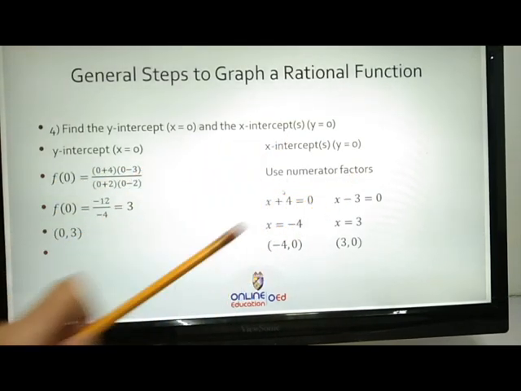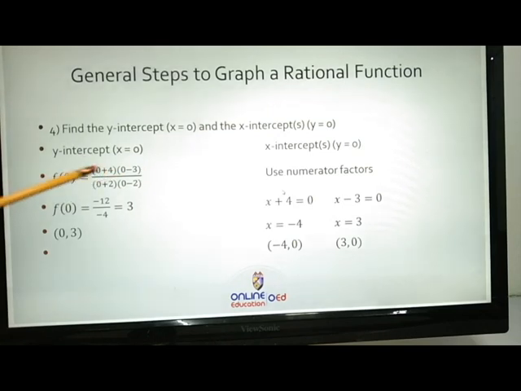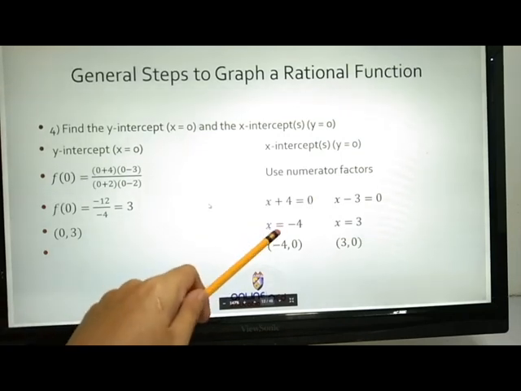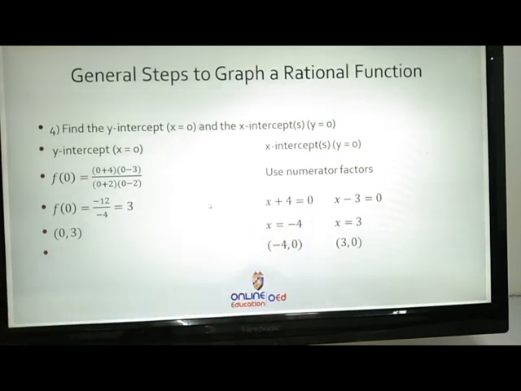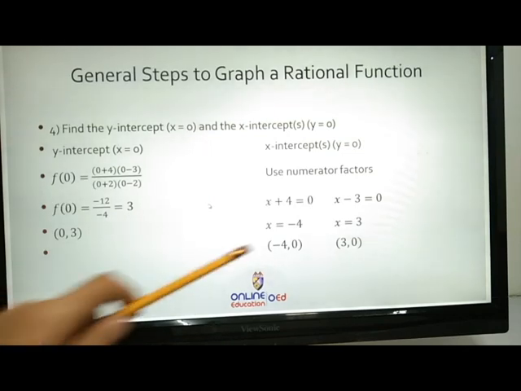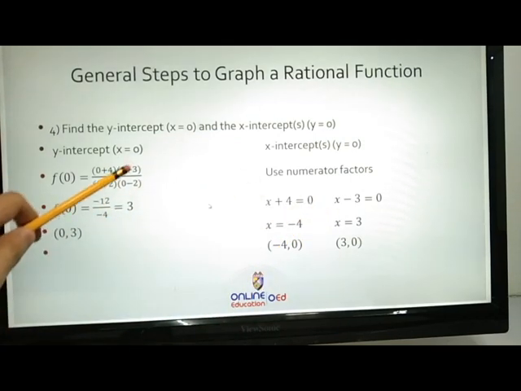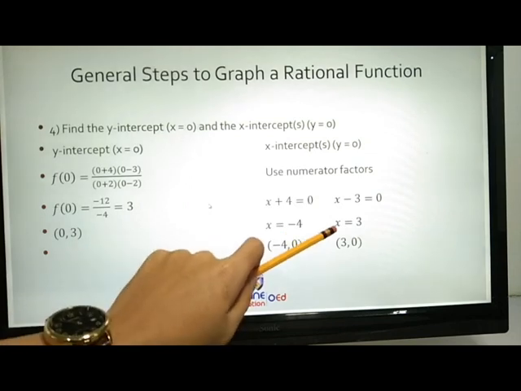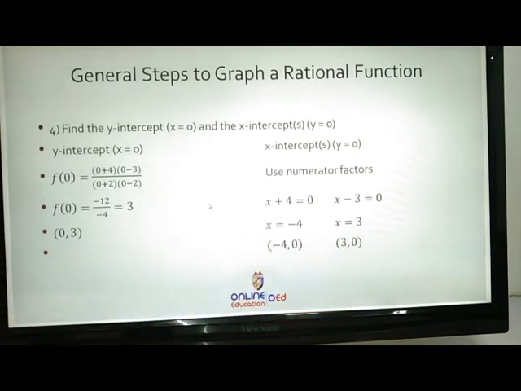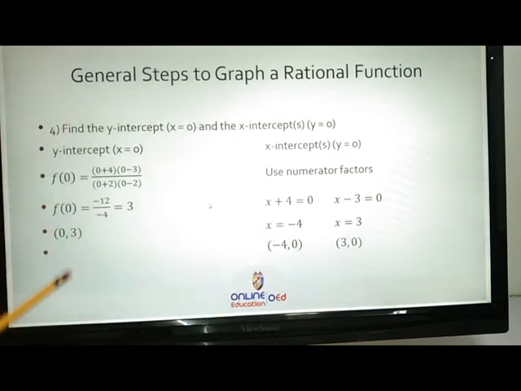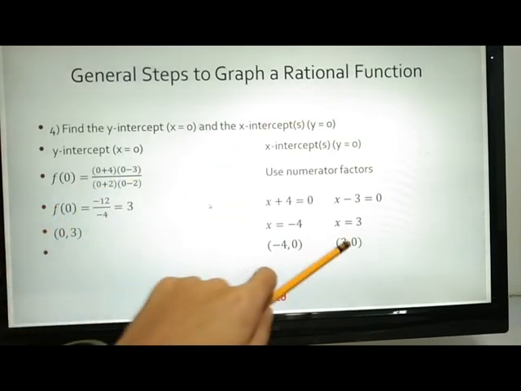X-intercepts, use the numerator factors. Okay? Numerator factors, ito yun. So x plus 4 is equal to 0. Then, x is equal to negative 4 by transposing positive 4 sa right side. So we have negative 4, comma 0, and then for the other numerator factor, x minus 3 equals 0, we have x is equal to 3. So that is 3, comma 0. Those are the x-intercepts. So these are the points where the graph is going to cross the y-axis and then the x-axis.